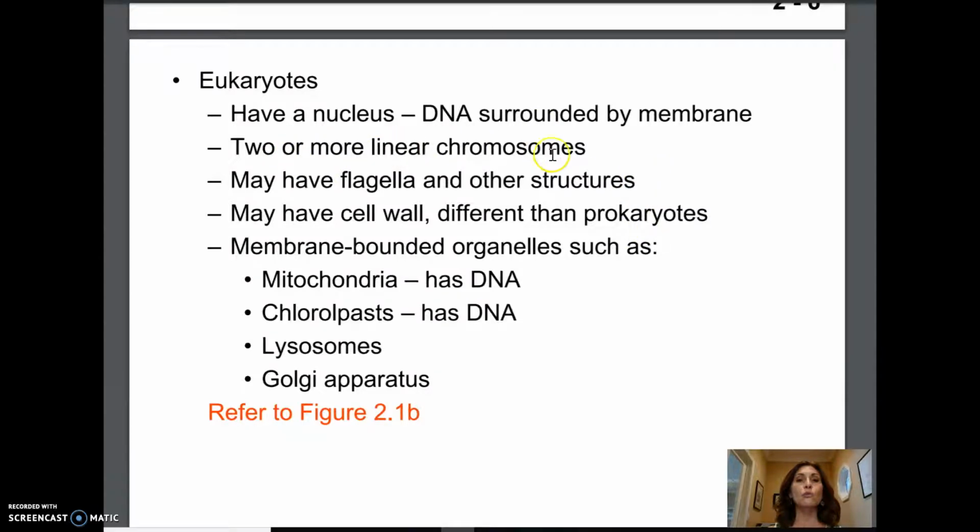Eukaryotic cells have 2 or more linear chromosomes. So bacterial cells have the round donut chromosomes. Eukaryotes have sticks or linear chromosomes. And then some examples of membrane-bound organelles would be mitochondria and chloroplasts. Mitochondria occur in almost all eukaryotic cells, and mitochondria have their own little circular DNA. That's an interesting thing. Remember that for future chapters.